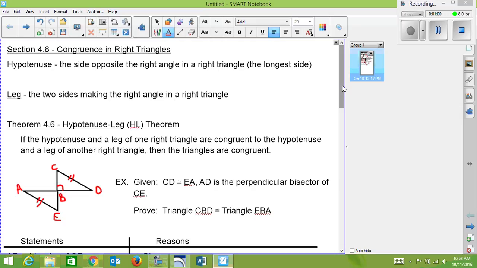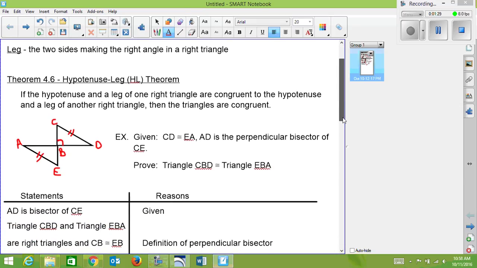In the example, I have a little picture here for you. Given that CD is congruent to EA, which I have marked with the congruence marks here, and also that AD, this line, is the perpendicular bisector of CE, this line, I want you to prove that triangle CBD, this top one, is congruent to triangle EBA, the bottom one.